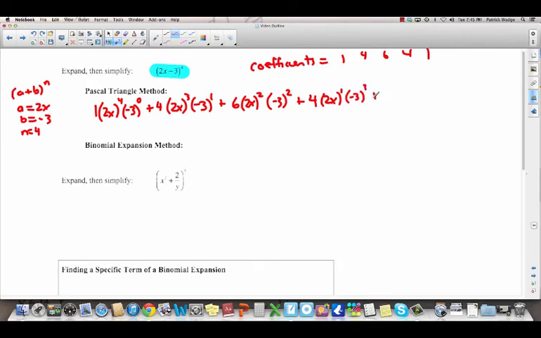It's moving up. Plus coefficient of 1. A value is 2x. It's now going to be a power of 0. Negative 3 is going to have a power of 4. Now we have to go back and simplify all this.